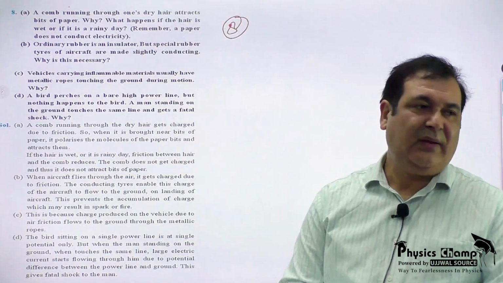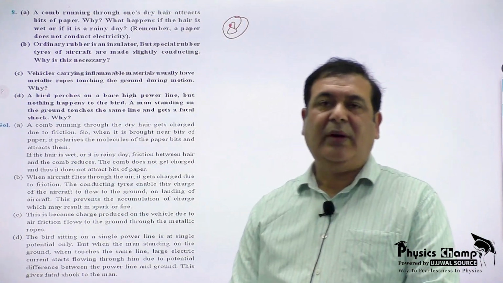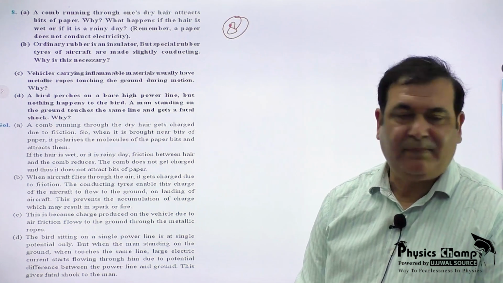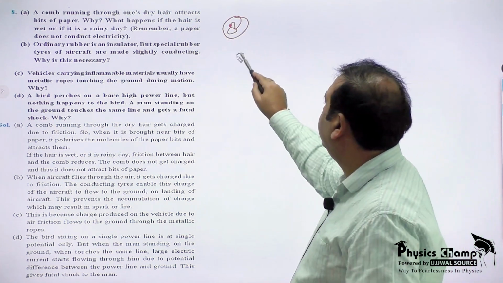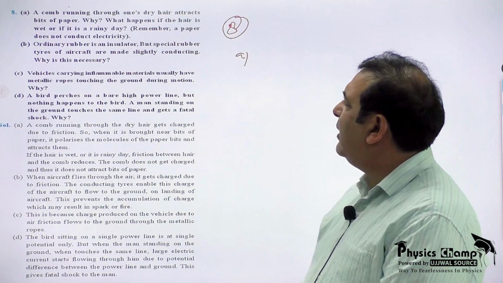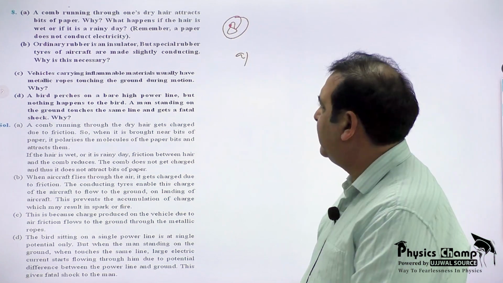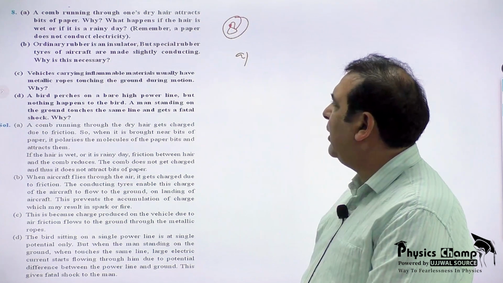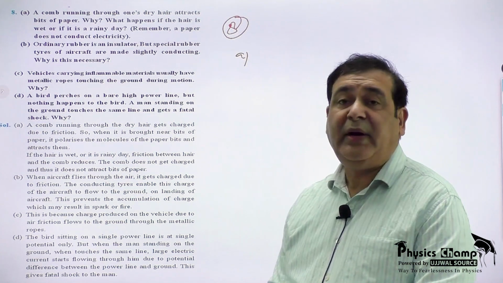Question number 8 of NCERT. You have got 4 interesting parts of it. First part: a comb running through one's dry hair attracts a bit of paper. Why? What happens if the hair is wet or it is a rainy day?